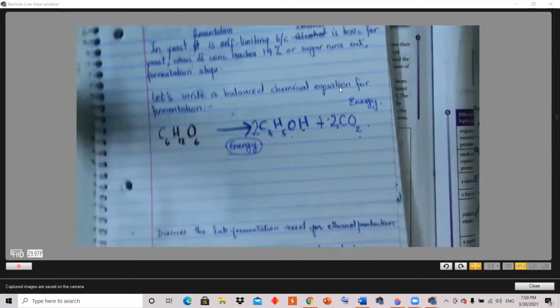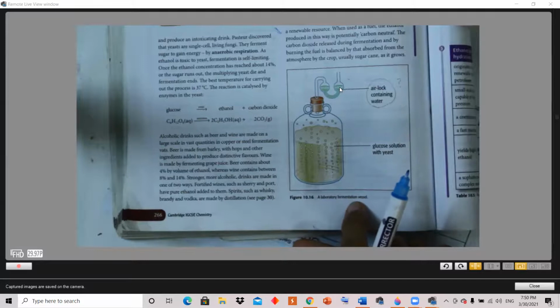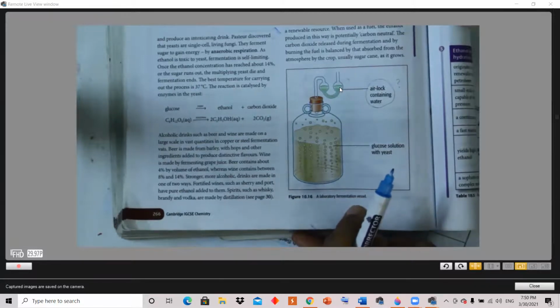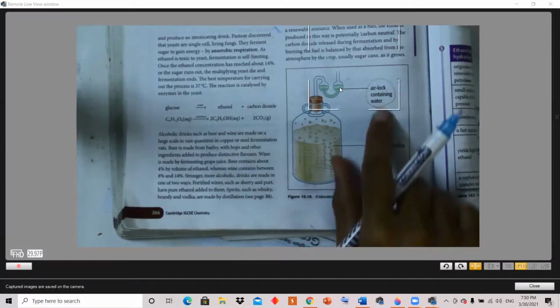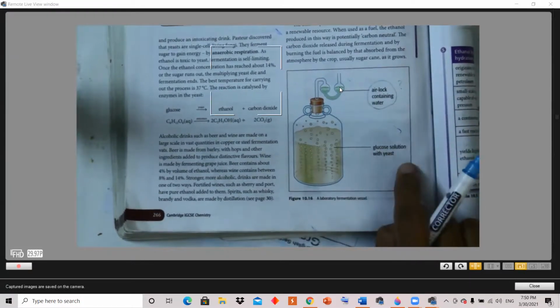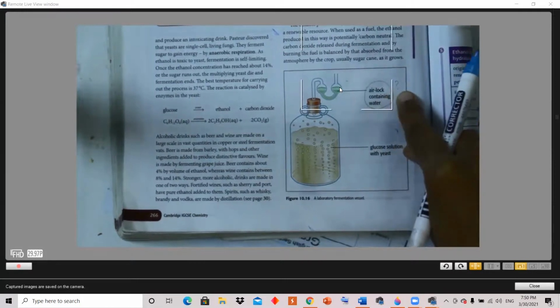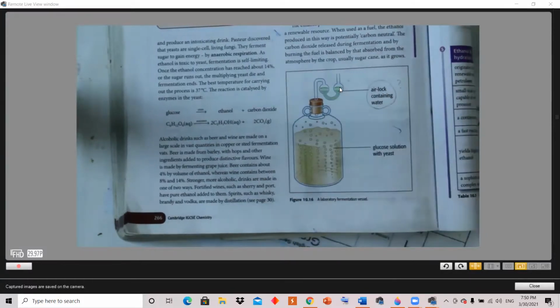Now let's discuss this setup. This is the industrial setup in which this fermentation takes place. So now tell me, what is the purpose of this airlock containing water? We understand this is a glucose solution with yeast. But does anybody know what the purpose of this airlock containing water is? So that CO2 can escape. Okay, good.